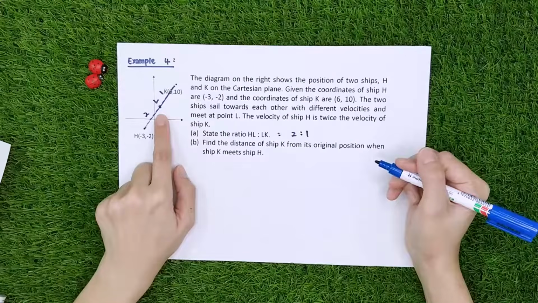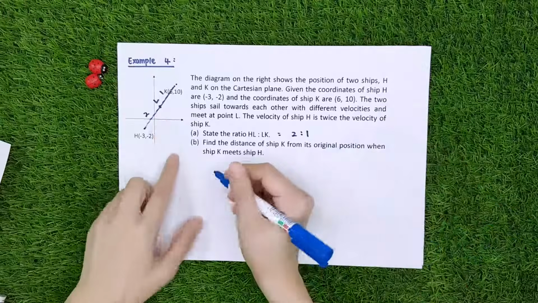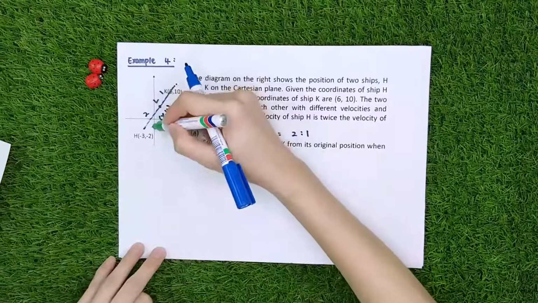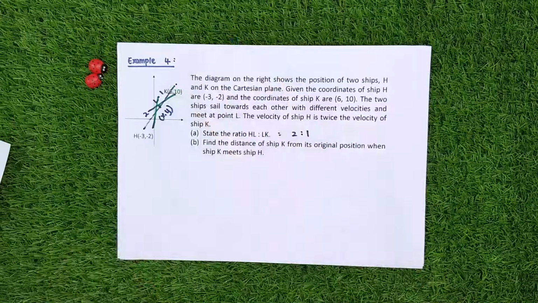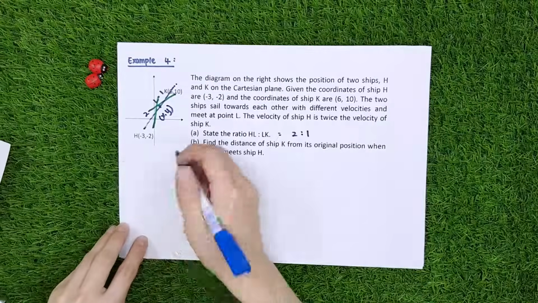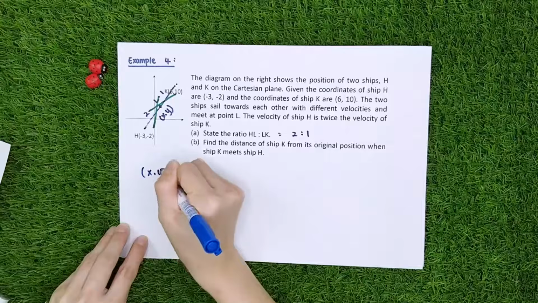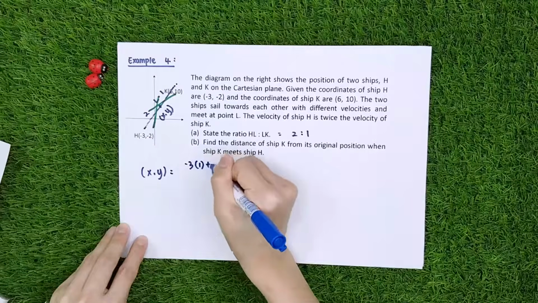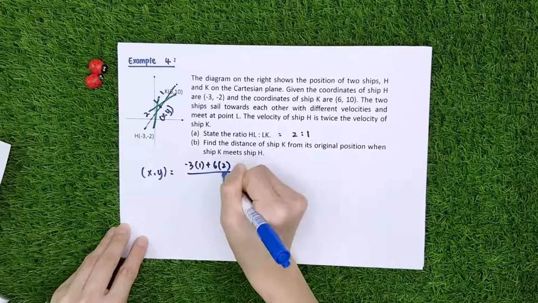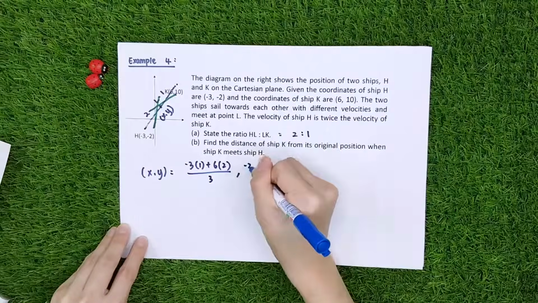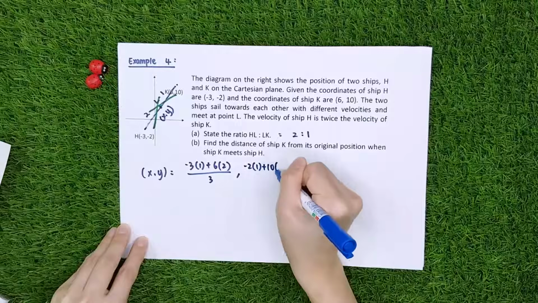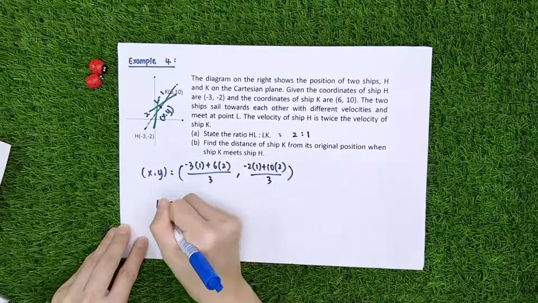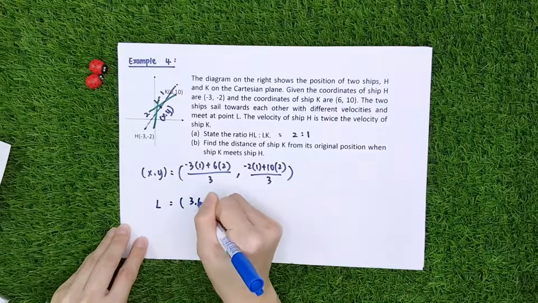So now we have to find the coordinate L. So the coordinate L is (x, y). I will do the crossing here. Then I will start finding my coordinate L. My L (x, y) is equal to (negative 3 times 1 plus 6 times 2) over 3, and (negative 2 times 1 plus 10 times 2) over 3. I will get my coordinate L as (3, 6).